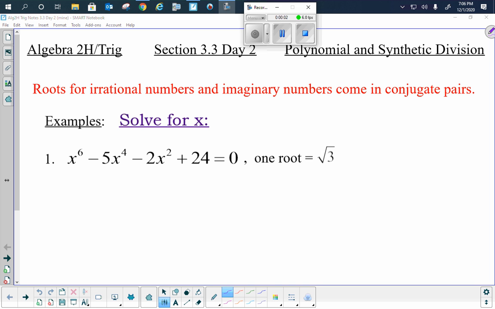All right, for day 2 of section 3.3, we're still looking at polynomials and synthetic division. Okay, but let's make it a little more challenging. Okay, here is a key though. It's written in red right here.